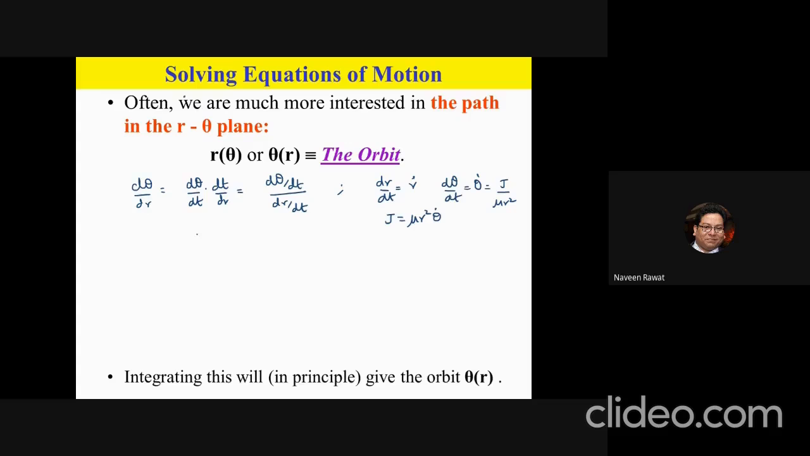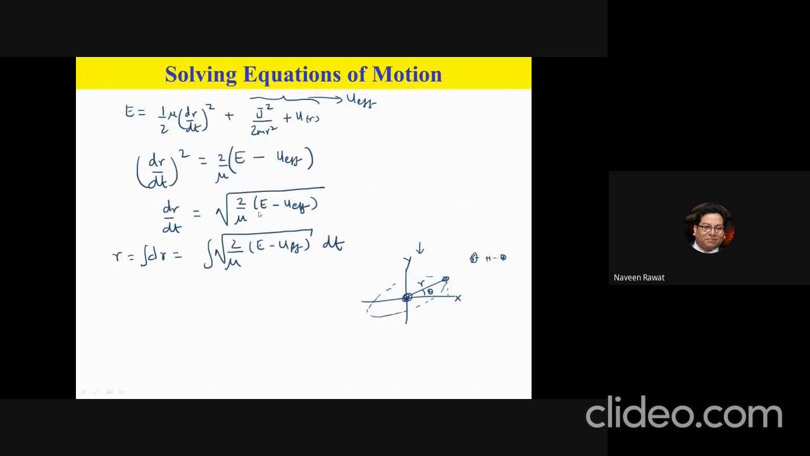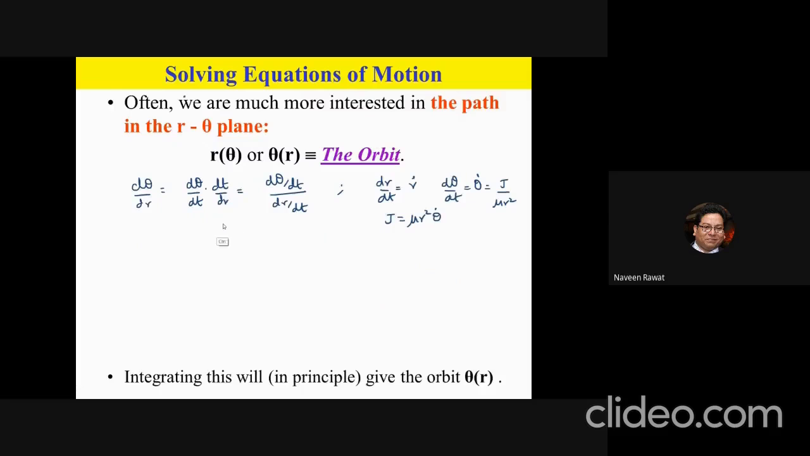Okay, so I can plug everything into this equation. I already know what dr by dt is. I already figured that out. It is this expression right here, the square root of 2 by mu times E minus U effective. So dr by dt I just proved is the square root of 2 by mu times E minus U of effective.